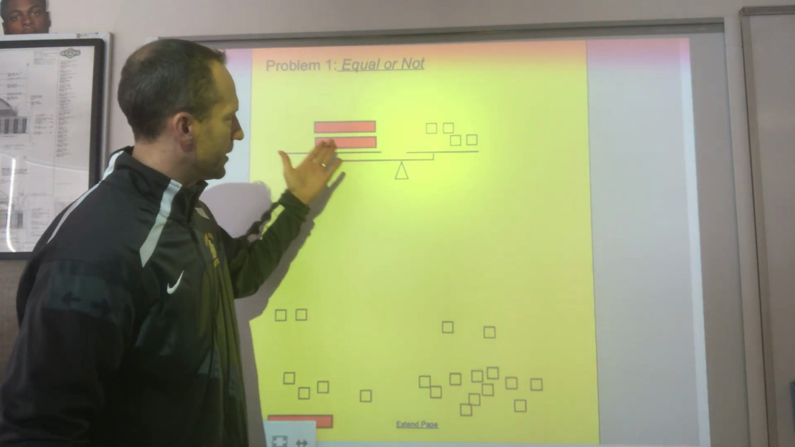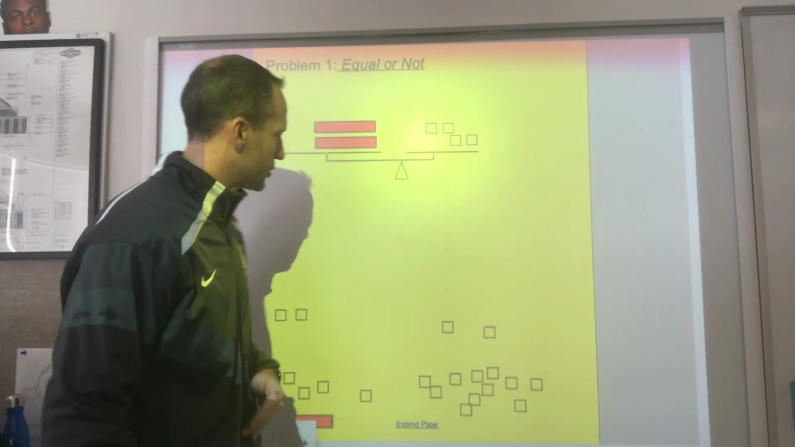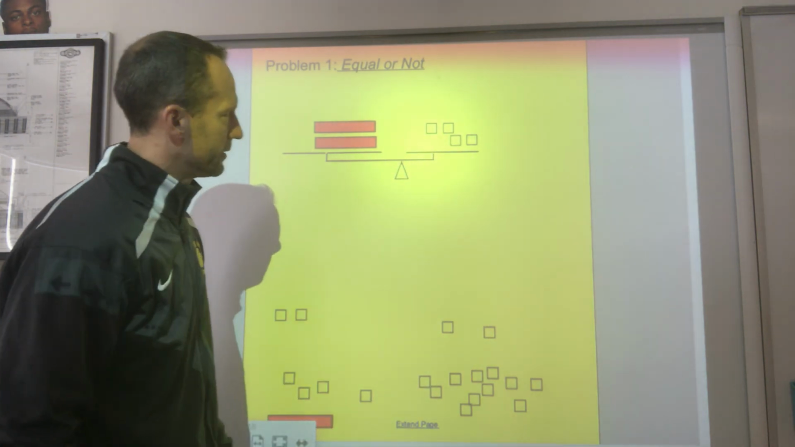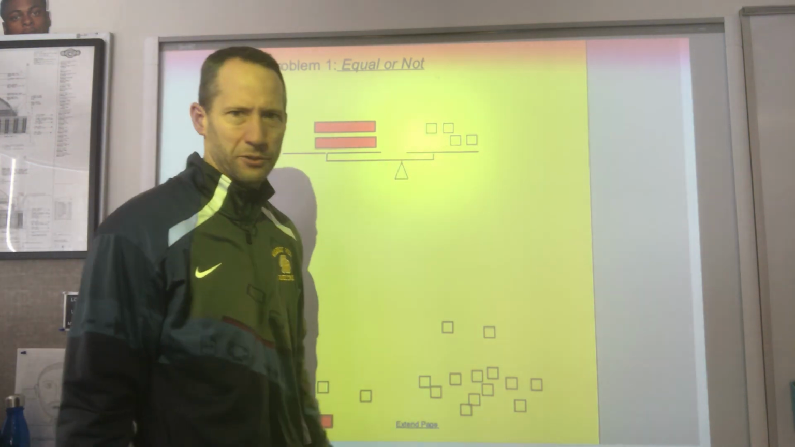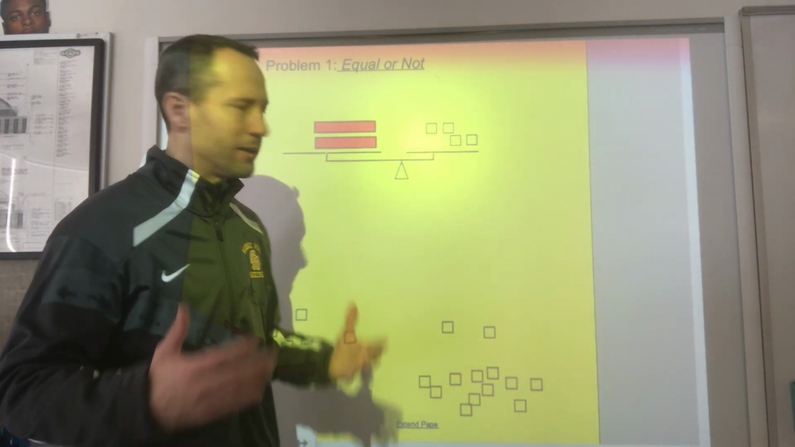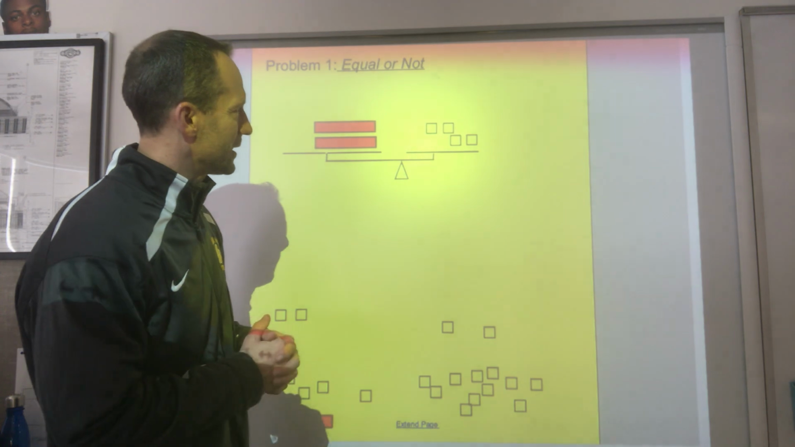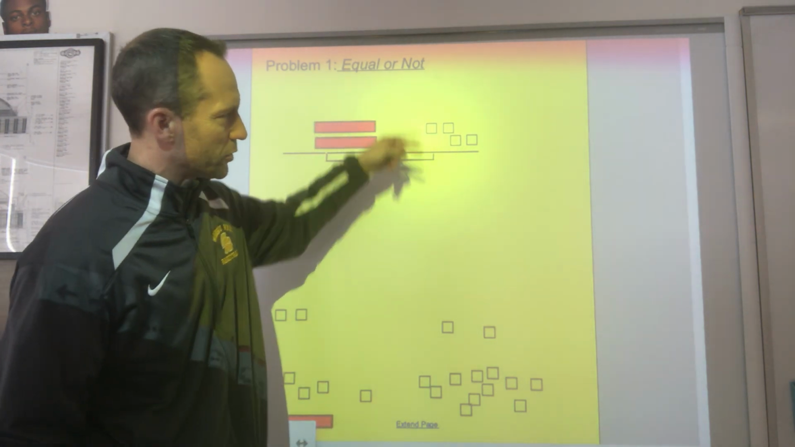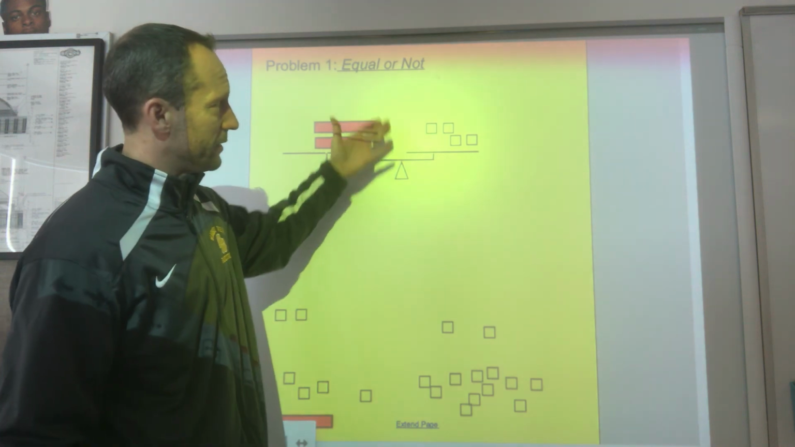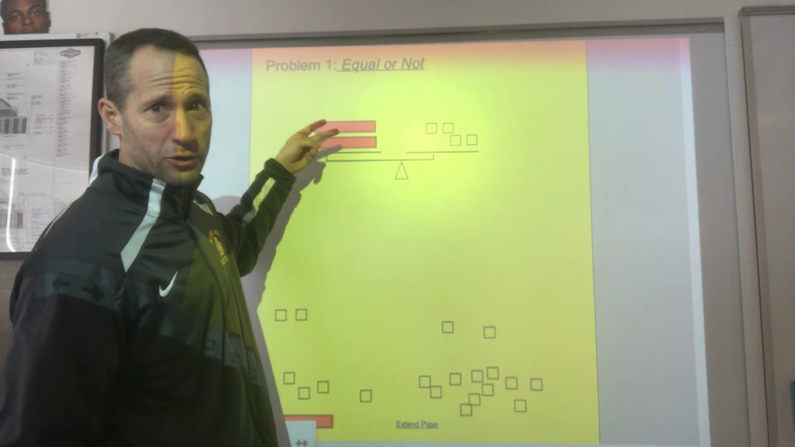So now I end up with a situation that looks like this. I removed my two squares from each side, still balanced, and now I have two rectangles and I have four squares. And students, again, notice that, well, if I look at this, I can divide these two rectangles into these four squares, or I should say these four squares divided by these two rectangles.